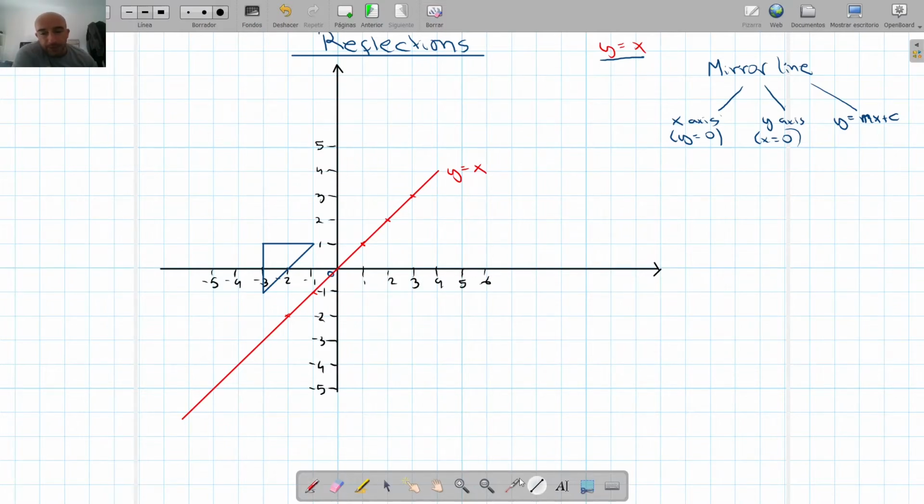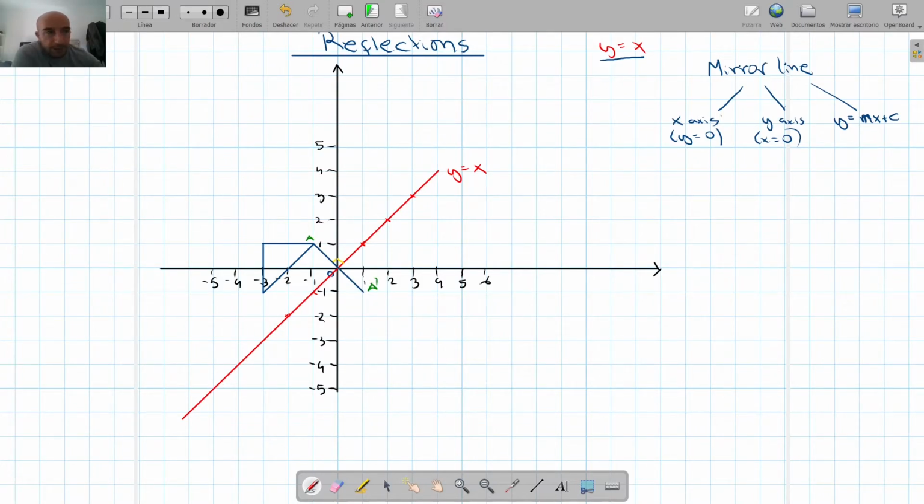The best thing we can do is draw straight lines perpendicular to the mirror line, so this has to be 90 degrees. The reflected points have to be on that line, at the same distance from the mirror line as the original point. For example, we can see here that diagonally there's one square from A to our mirror line, so there has to be another square to the reflected point.